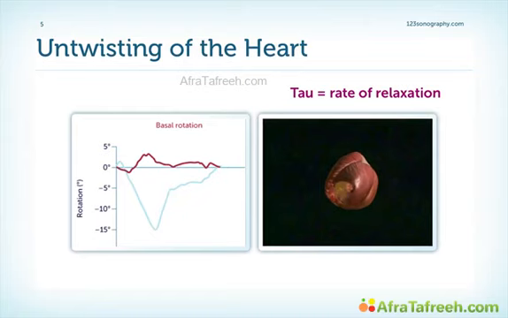Remember when we talked about systolic function, we mentioned that the heart in reality has a twisting motion. Well, during diastole, it has an untwisting motion. And it is the rate of this untwisting motion which describes diastolic function. In other words, we're looking at this part of the curve, the steepness of this curve. And we can describe the steepness with tau, which is the rate of relaxation. Keep this in mind when we look at patients.